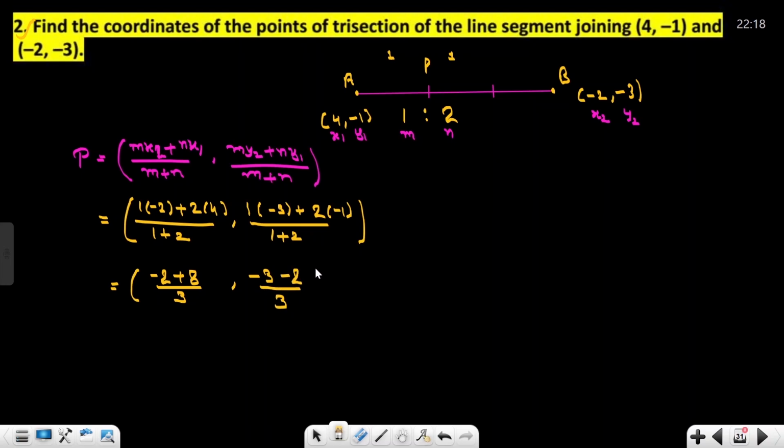Divided by 3. Minus 2 plus 8, 6. 6 by 3. Minus 3 minus 2, minus 5 by 3. 6 by 3 means 2, and minus 5 by 3. The P coordinate is 2, minus 5 by 3. Similarly, we can find the coordinate for Q.